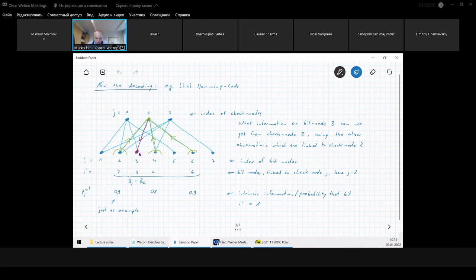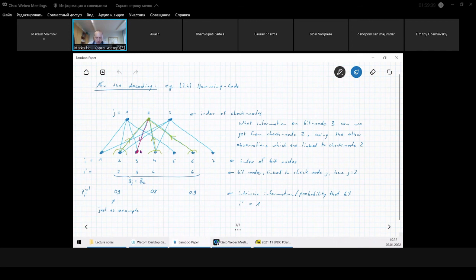And of course, this bit 3 was just one example. Of course, you would start with bit 1. So what can we get? What can we get to know about bit 1 from the other observations? See, they are linked over check node 1 to bit node 1 and so on. What can we gain from check node 3 about bit node 1 using the other bits which are linked to check node 3? So this is basically the main idea, extracting additional independent information on our desired bit from the other bits.